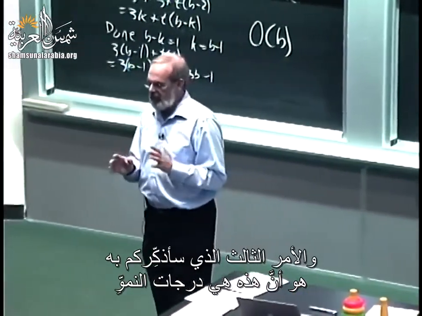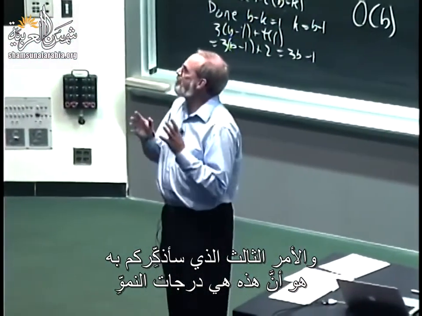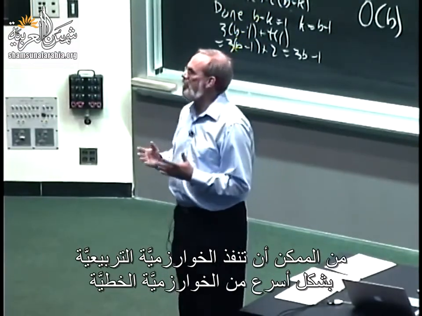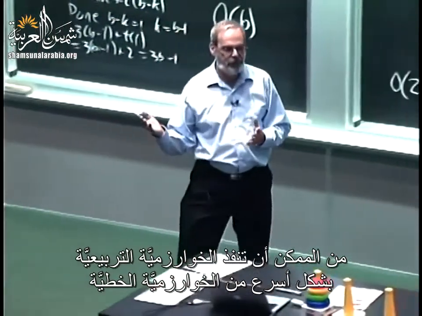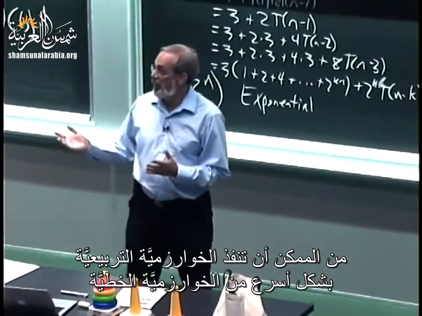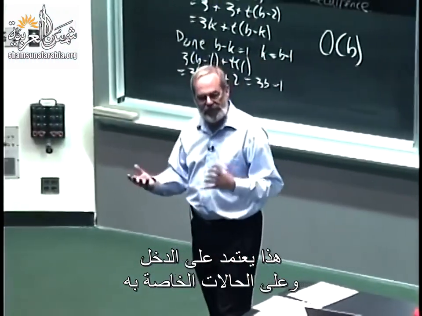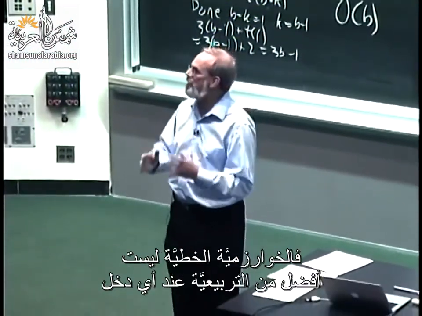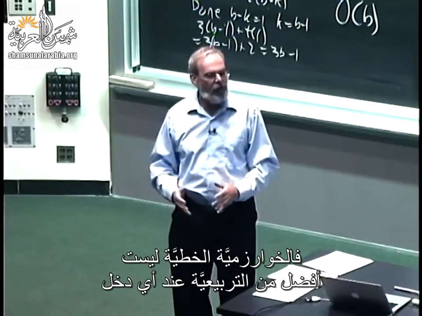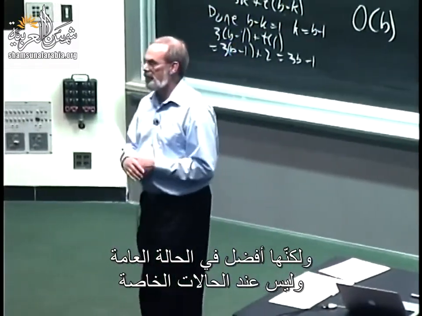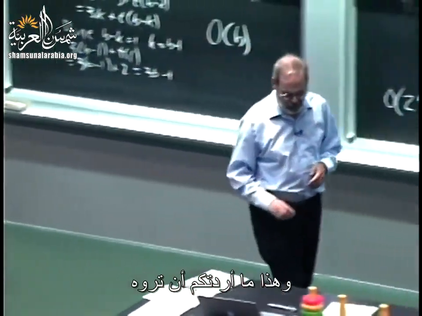And the third thing I want you to keep in mind is, remember, these are orders of growth. It is certainly possible, for example, that a quadratic algorithm could run faster than a linear algorithm. It depends on what the input is. It depends on what the particular cases are. So it is not the case that on every input, a linear algorithm is always going to be better than a quadratic algorithm. It is just in general that's going to hold true, and that's what I want you to see.